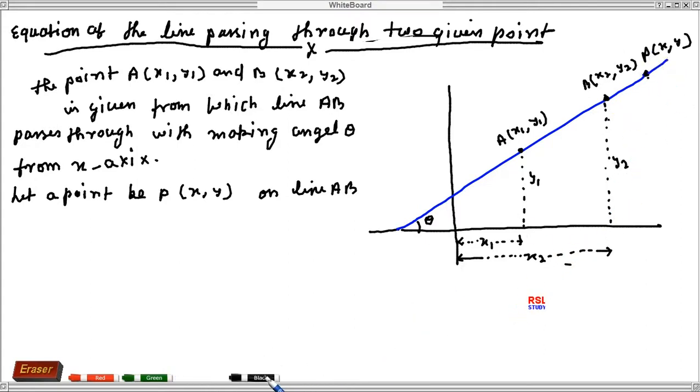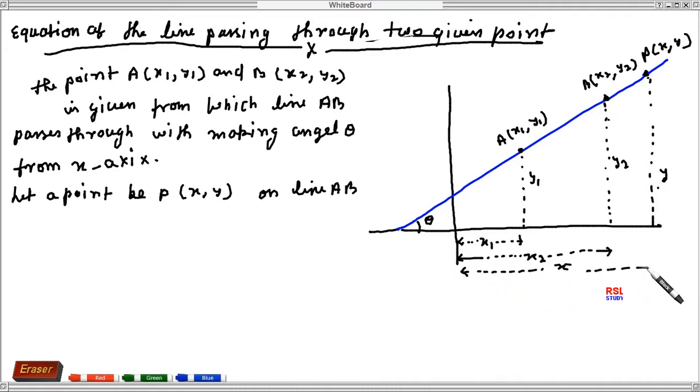Similarly, if we travel x units on the x-axis and y units on the y-axis, then we will reach a point P, whose coordinates will be x comma y.